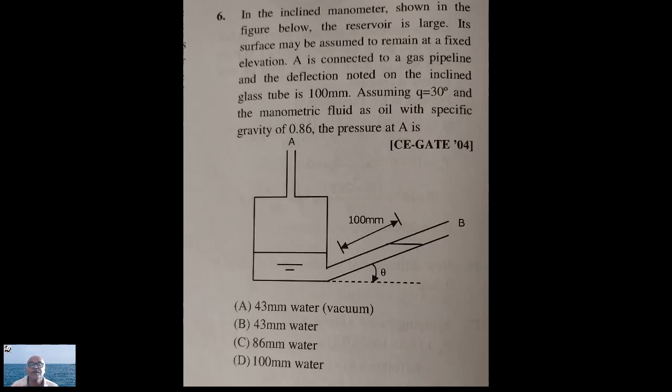An inclined manometer is shown in the figure below. The reservoir is large. Its surface may be assumed to remain at a fixed elevation. A is connected to the gas pipeline and the deflection noted on the inclined glass tube is 100 millimeter. Assuming theta is equal to 30 degree, that is inclination is 30 degree, and the manometric fluid as oil with specific gravity 0.86, the pressure at A is: 43 millimeter of water vacuum, 86 millimeter of water, or 100 millimeter of water. So let us find the solution to this problem.